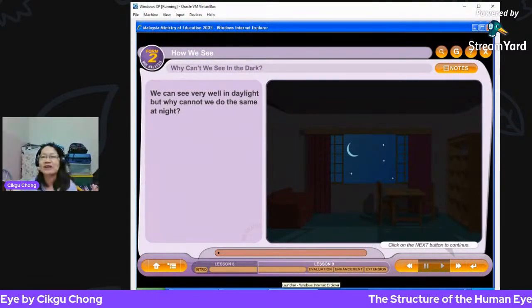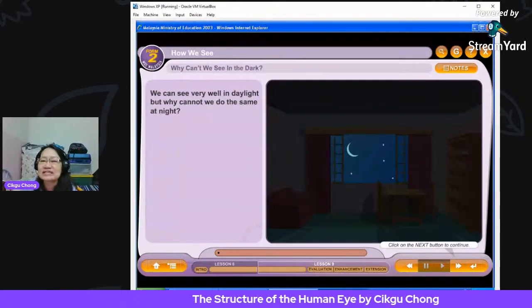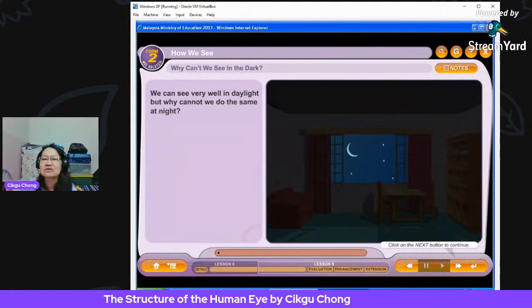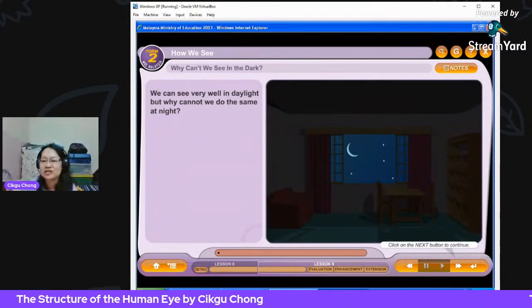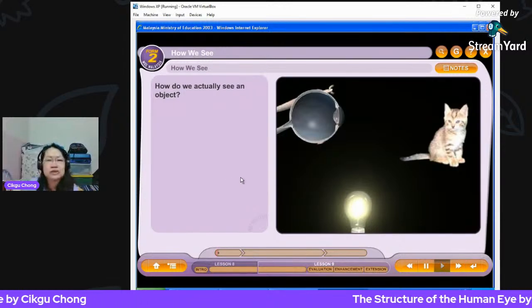Yes, correct. Junyang, Evelyn, Elisa, Jia Tong, Shui Hui. Yes, correct. You're all right. Yes, it's because of light. So how do we see an object?